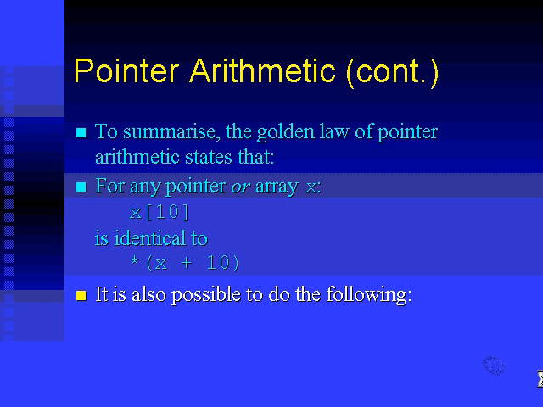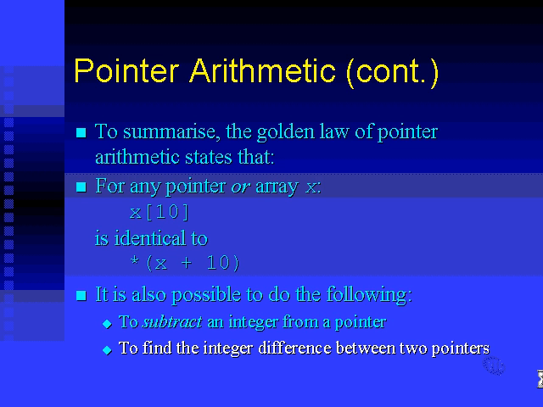Now in pointer arithmetic, just a couple of other things that you can do is you can subtract an integer from a pointer. It's possible to do that. You'll still get another pointer, you'll get another address, and it works exactly the same way as addition. And it's also possible to find the integer difference between two pointers. So you can say pointer 1 minus pointer 2 equals something, and that something will be an integer.